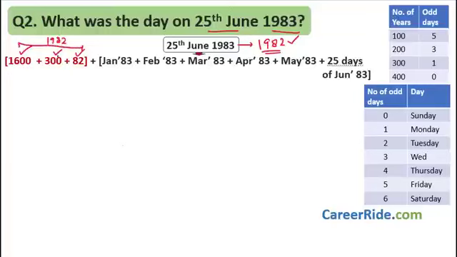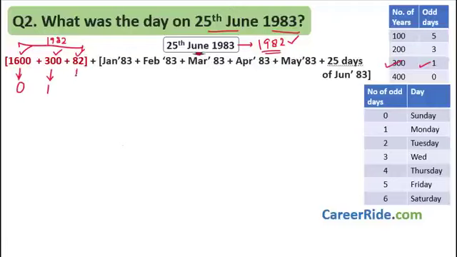And why am I writing it like this? I am writing it like this because I know that 1600 is the nearest century leap year that has got 0 odd days. How many odd days are there in 300 years? We know from our table. Look at the table on the right hand side. 300 years has got 1 odd day. So coming back to our calculation, 300 years, 1 odd day.